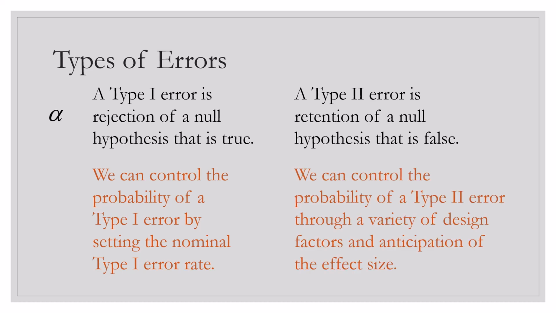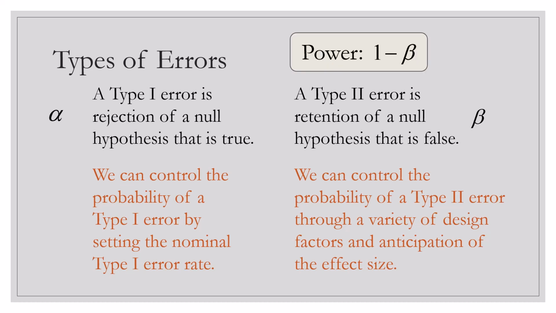We can also control the probability of a type 2 error, and we do that through a variety of design factors and anticipation of the effect size, as I will talk about in just a moment. First, let's look at the symbol for a type 2 error. That is beta. A beta value of about 0.20 or less is considered acceptable in most research in the behavioral, social, and medical sciences.